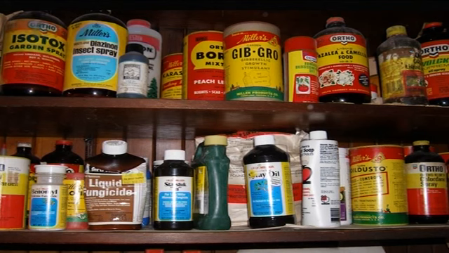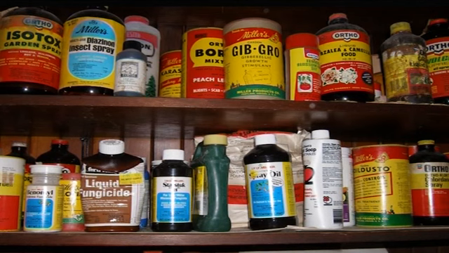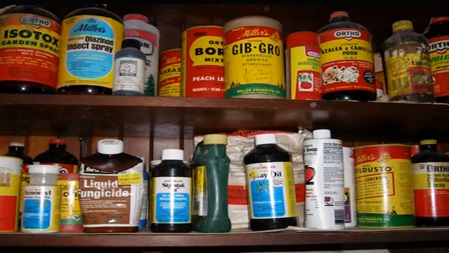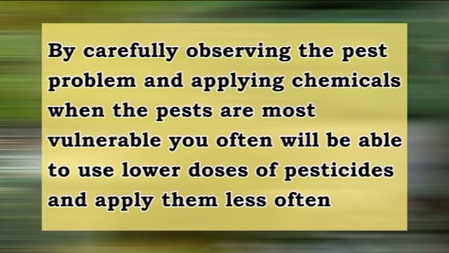The pesticide label, extension service recommendations and other sources such as pesticide dealers usually indicate a range of treatment intervals and dosages. By carefully observing the pest problem and applying chemicals when the pests are most vulnerable, you often will be able to use lower doses of pesticides and apply them less often. Over a long growing period, this can mean considerable savings in time, money, and total pesticides applied.